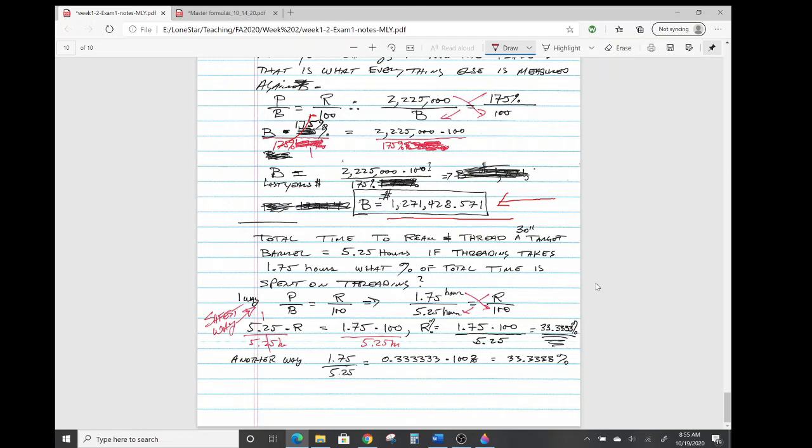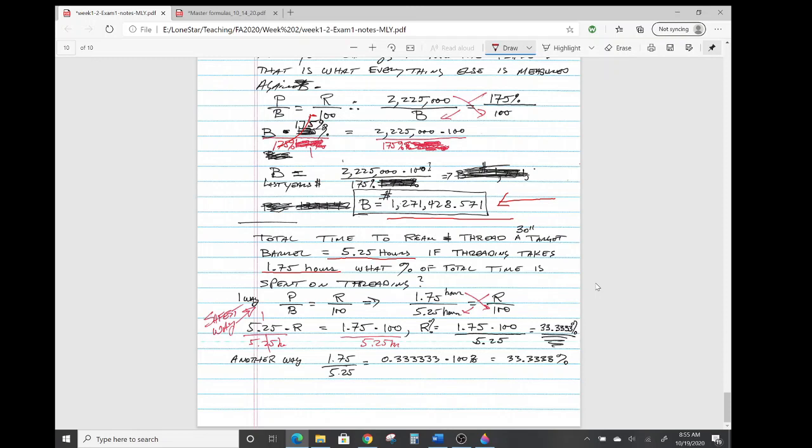So 1.75 is your threading time. The total time to do the barrel is 5.25 hours. So we set it up. P over B equals R over 100. That is your parent formula. Go back to that formula. The part of the total time is 1.75 hours. Total time to finish it is 5.25 hours. So that's your base.